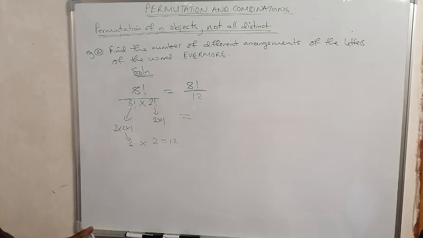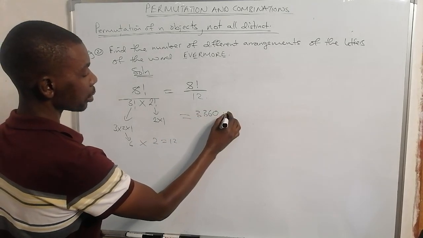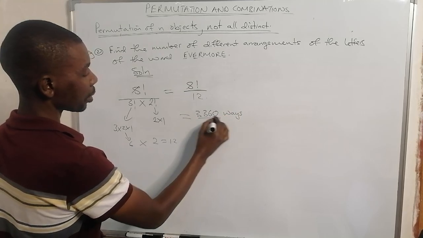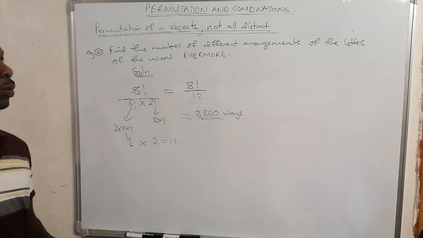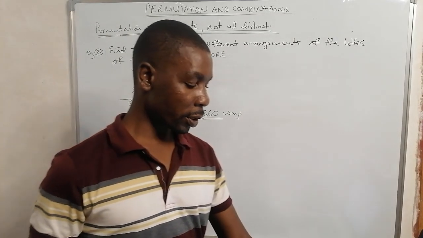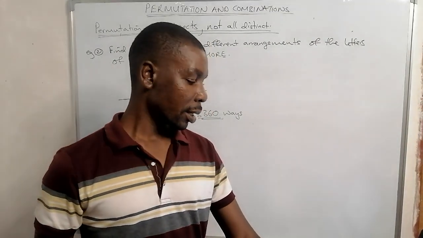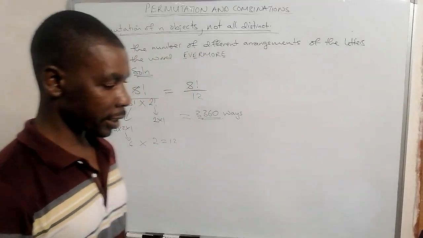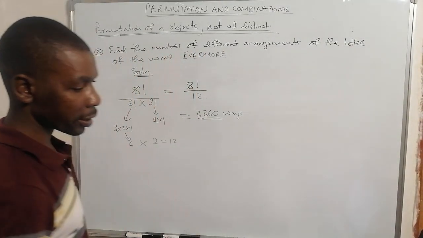And it will give us 3,360 ways. So this is how we find permutation of objects, not all distinct, right? I hope you are following. Now let's move on to permutation with restriction.